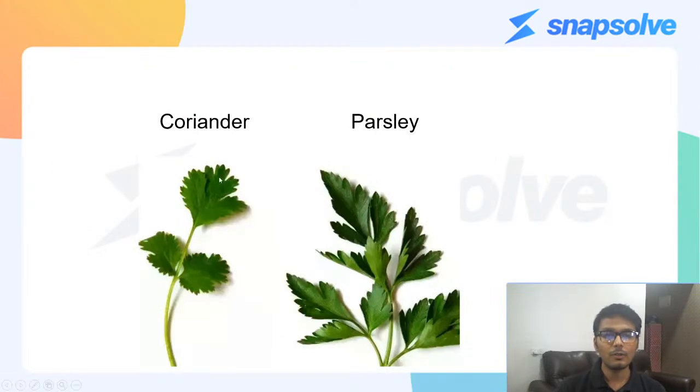See, in coriander you can see the shape of the leaflets is almost like a club, round. But in parsley the shape of the leaves are quite conical, elongated and conical. This is the major difference between coriander and parsley. Okay, clear? So don't get confused. I was talking about parsley being a biennial plant.